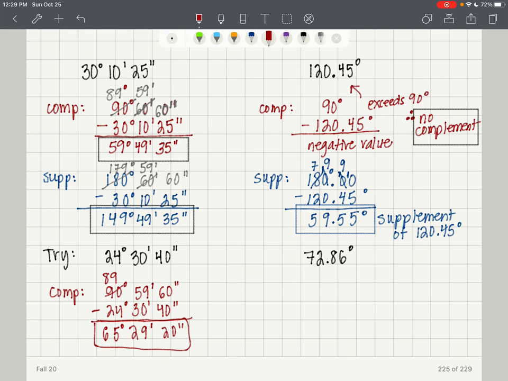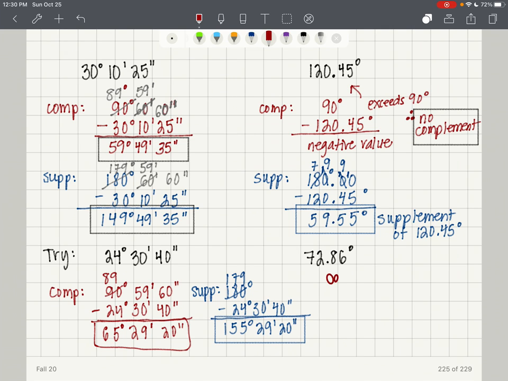And the supplement is 180 degrees minus the 24 degrees, 30 minutes, 40 seconds. And we already know that this is going to give us 29 minutes, 20 seconds as identified up above, but we have 155 degrees this time for the supplement. So if you got those right, fantastic.